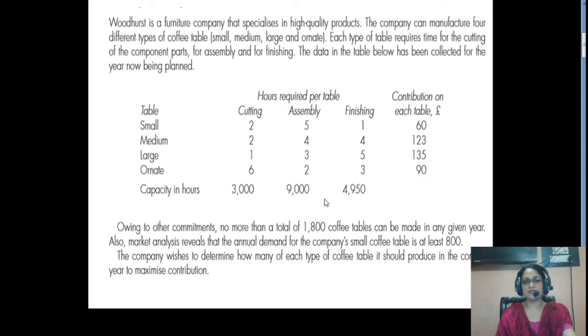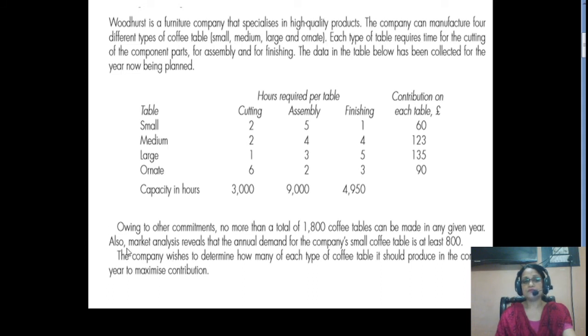The capacity in hours, like the limited hours available for cutting, assembly and finishing, are 3000 hours for cutting, 9000 hours for assembly and 4950 hours for finishing. Owing to other commitments, no more than a total of 1800 coffee tables can be made in any given year. So this is another condition, that you cannot make more than 1800 coffee tables in a year. It means small plus medium plus large plus ornate should not be more than 1800, right?